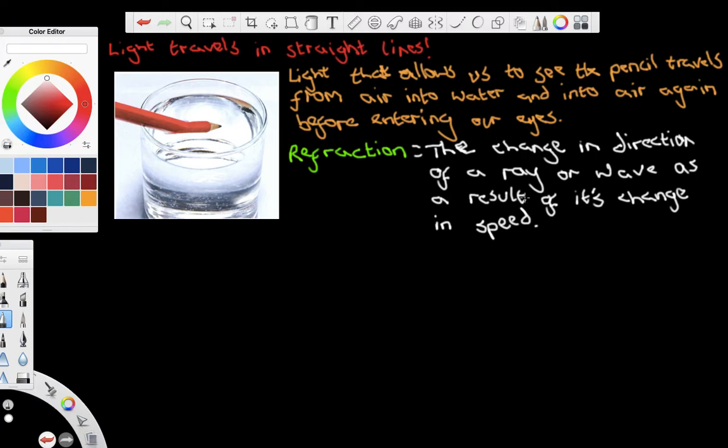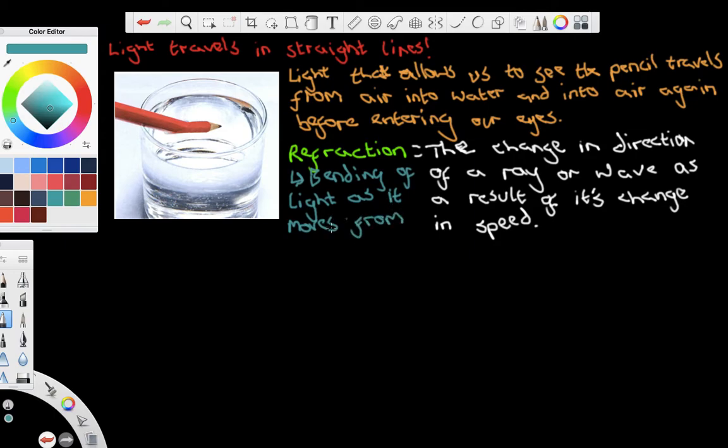When light bends as it moves from one medium to another. So we're going to add underneath here, in that colour, that refraction is the bending of light as it moves from one medium to another.